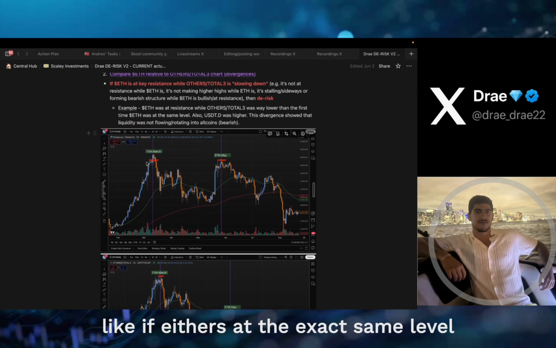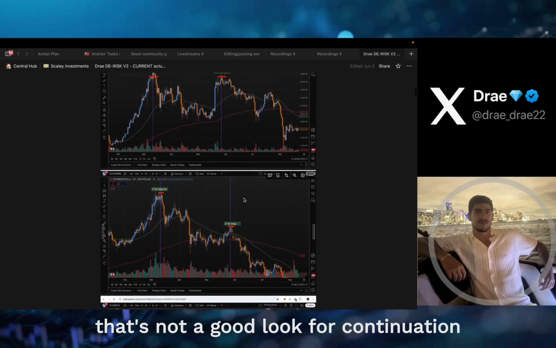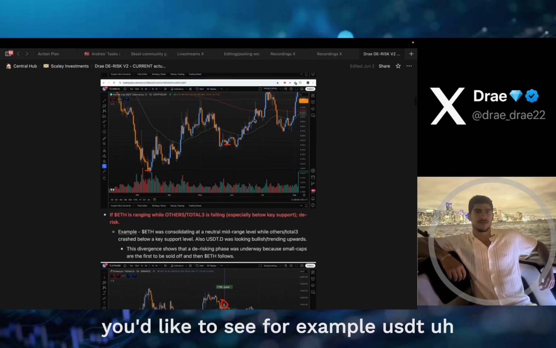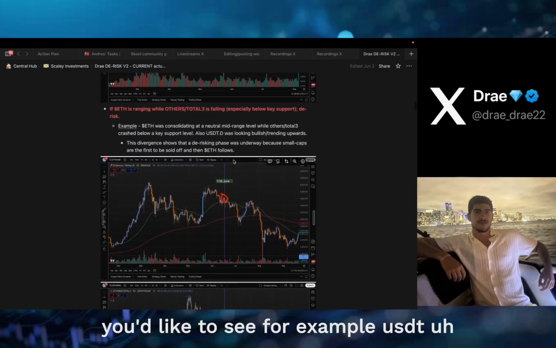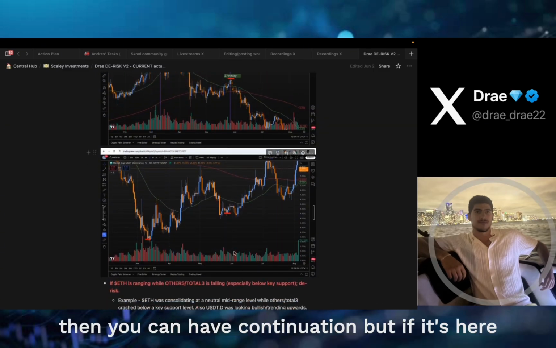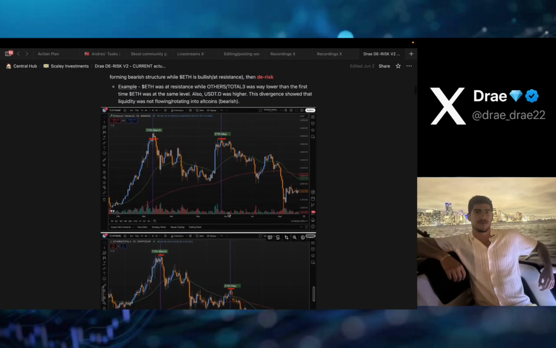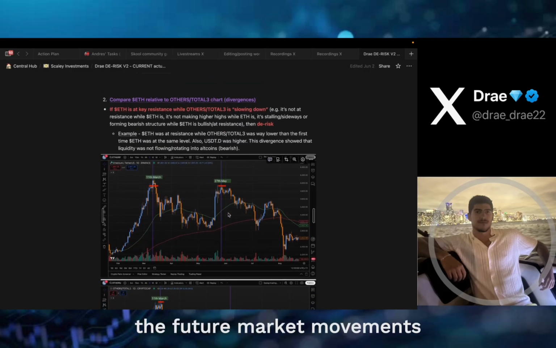and so that's a bearish divergence, and that's what I noticed. Like if ETH is at the exact same level, which is a resistance by the way, while USDT dominance is much higher, that's not a good look. That's not a good look. For continuation, you'd like to see, for example, USDT at a support level, because then if it breaks down, then it can have continuation. But if it's here, I mean, that's a sign of strength on USDT's part. And so that's how you can kind of foreshadow the future market movement.